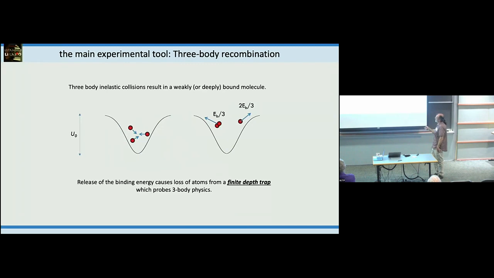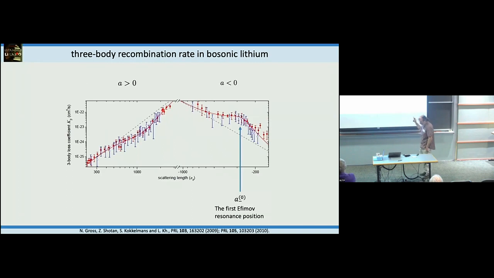So we have a finite depth trap, atoms collide within this, 3 atoms collide inside and form the dimer and a free atom, and the binding energy is released as kinetic energy. Usually this kinetic energy is very large and atoms are lost from the trap. So this is the typical signal.